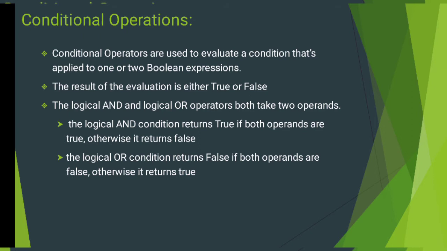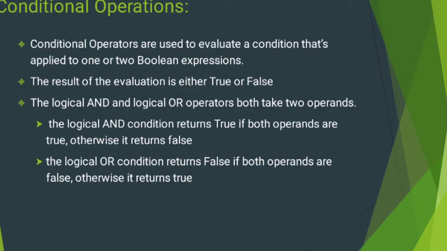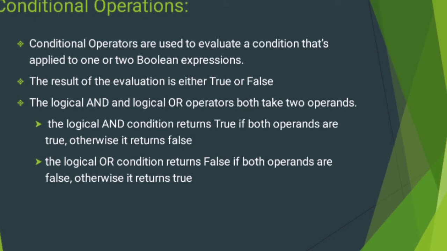Boolean is used to present logical propositions, especially in computer and electronics. The result of the evaluation is either true or false, and logical AND and logical OR operators both take two operands. The logical AND condition returns true if both operands are true, otherwise it returns false. And the logical OR condition returns false if both operands are false, otherwise it returns true.